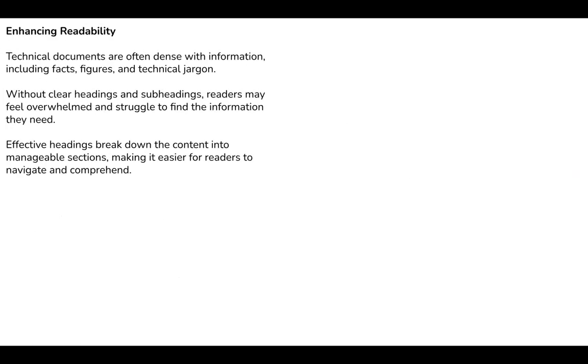So the first one is it enhances readability, right? Technical documents are often dense with information including facts, figures, and technical jargon. Without clear headings and subheadings, readers may feel overwhelmed and struggle to find the information they need, right? Effective headings break down the content into manageable sections, which makes it easier for readers to navigate and comprehend.